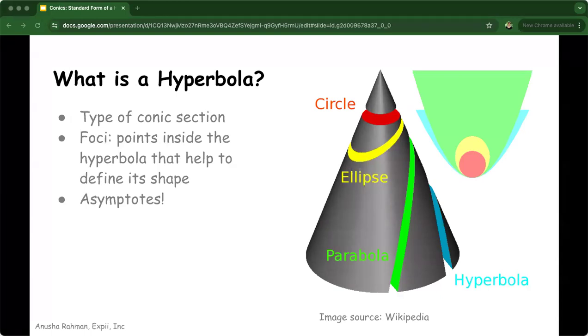The foci are points inside the hyperbola that help define its shape. Hyperbolas have asymptotes, which are straight lines that the hyperbola approaches but never intersects. You'll learn more about the foci and asymptotes in later lessons. For now, we'll focus on the equation.